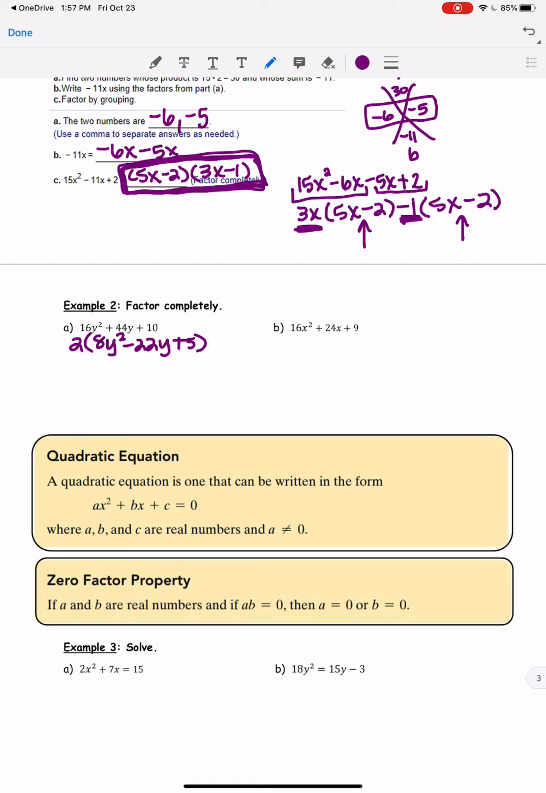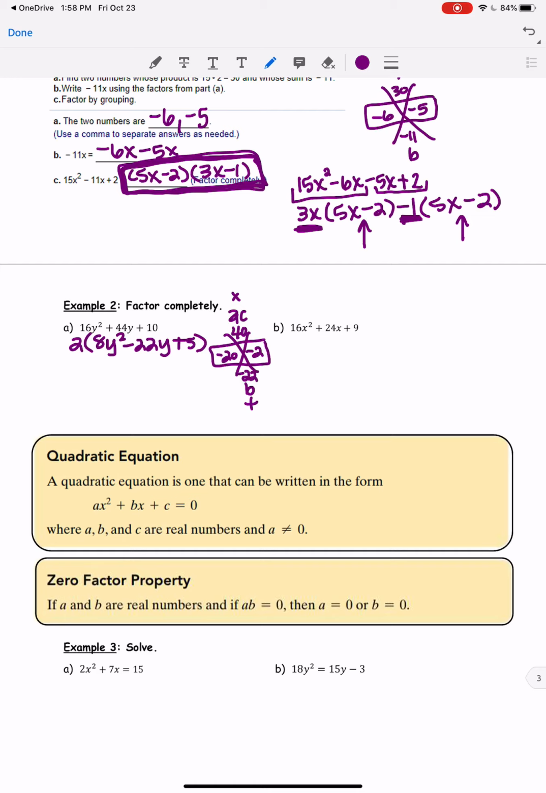So now go into your x. My a times c is 8 times 5. Don't go to the original, go to your smaller one. 8 times 5 is 40. My b is negative 22. What adds up to b and multiplies to ac? Negative 20 and negative 2. Hopefully the more you're doing this, the easier those are getting for you.